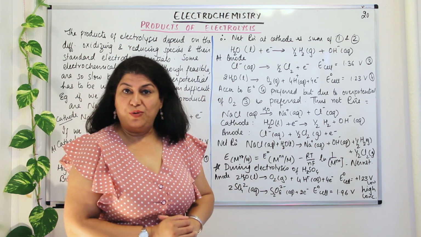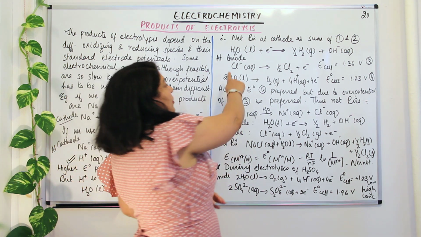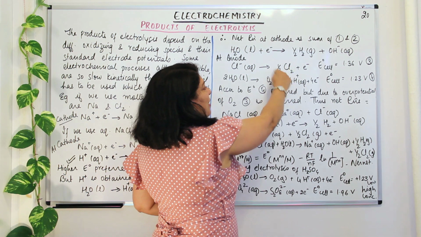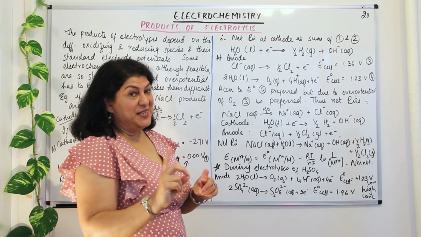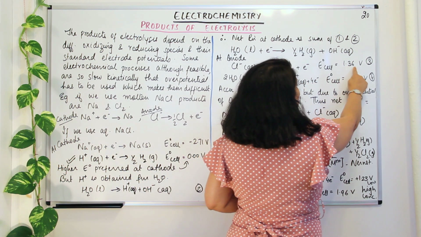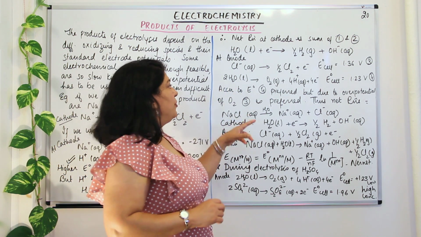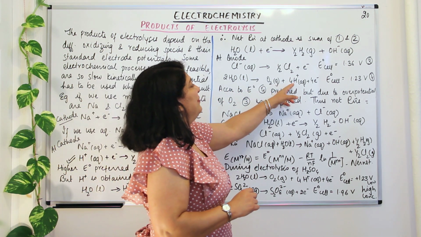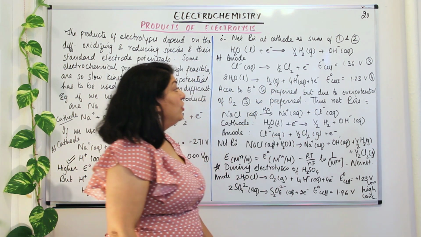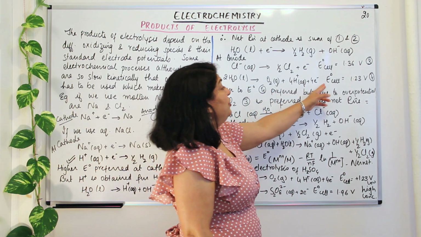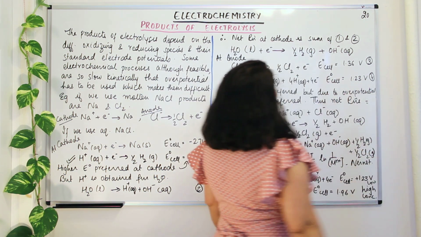Now at the anode, again you have two processes which are possible. One is the chloride ion. Chloride ion will lose the electron and form half a molecule of chlorine, and the standard reduction potential E0 cell is 1.36 volts. The second possibility here is that water molecule will give you oxygen and furnish H positive ions and 4 electrons. The electrode potential for this reaction is 1.23 volts.